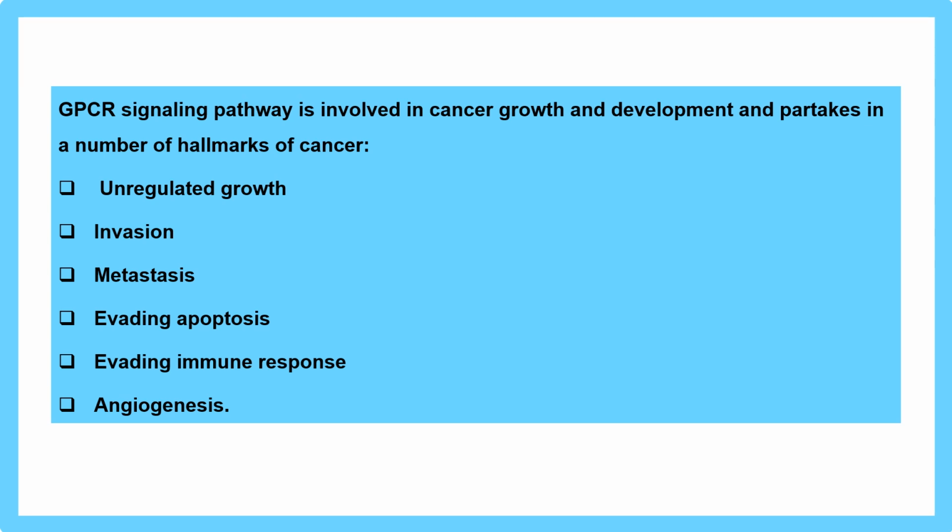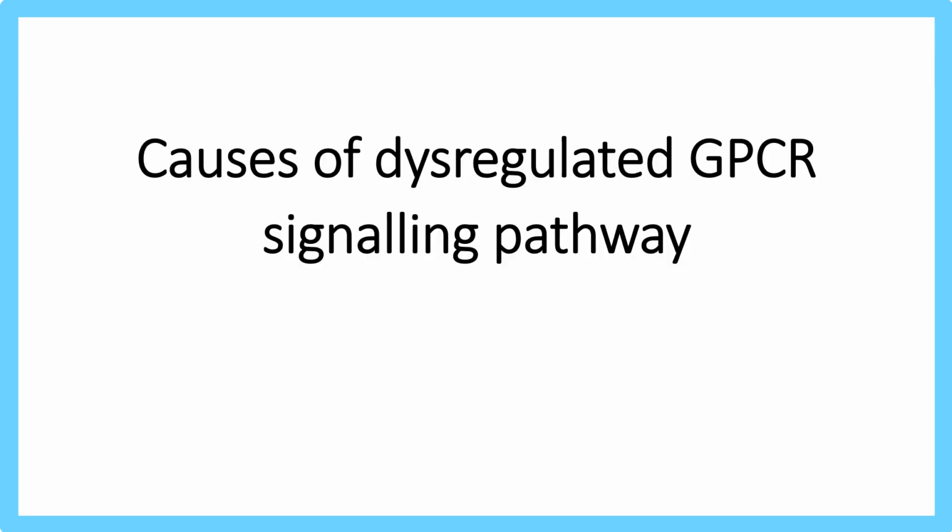So the GPCR signaling pathway is involved in cancer growth and development, where it's involved in a number of hallmarks of cancer, such as unregulated growth, invasion, metastasis, evading apoptosis, also evading the immune response, and angiogenesis. So what are the causes of this dysregulation to take place in the first place?